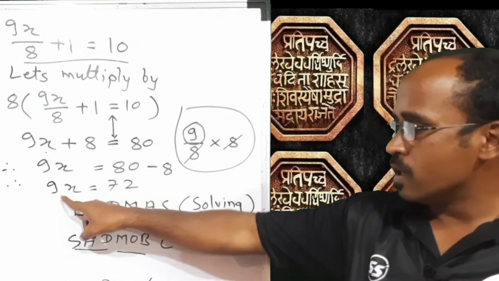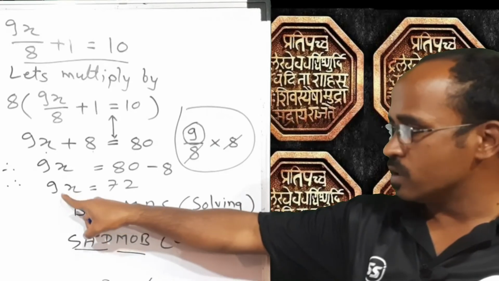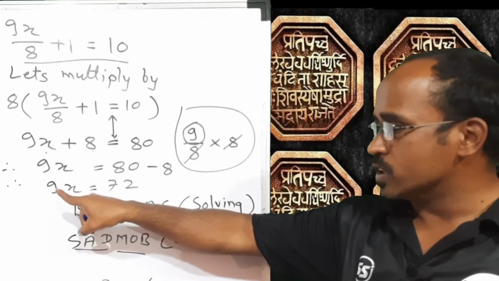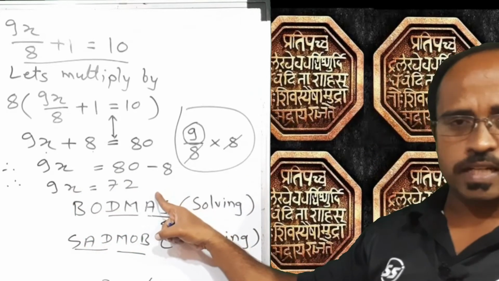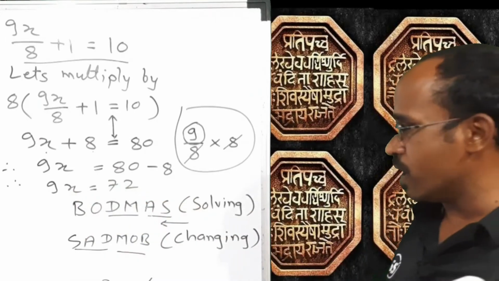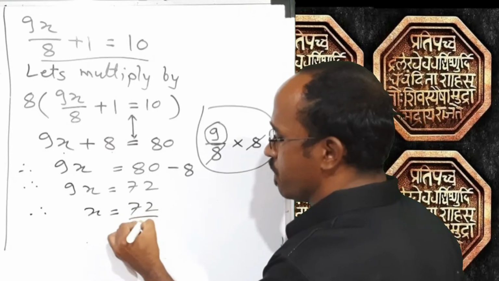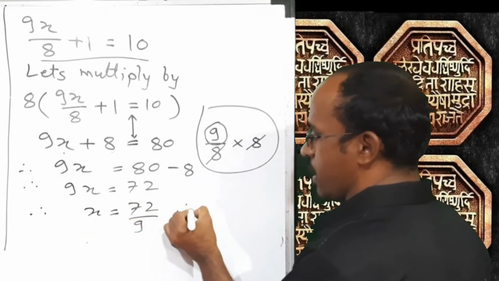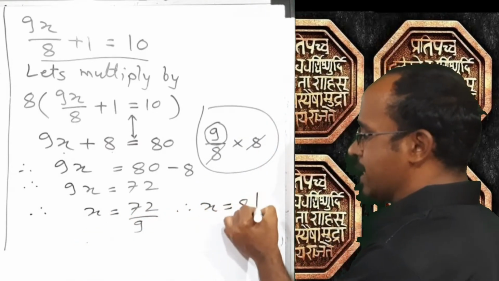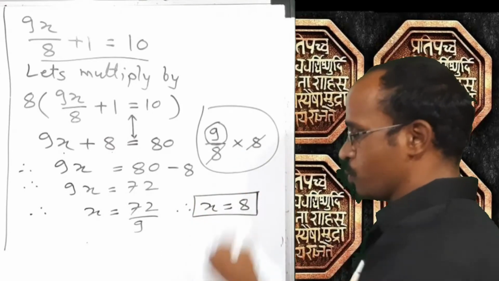Now to keep x alone, this 9 will change the side, which is multiplying here. After changing side, that 9 will divide. Therefore x is equal to 72 divided by 9, and x is equal to 8, since 9 eights are 72.